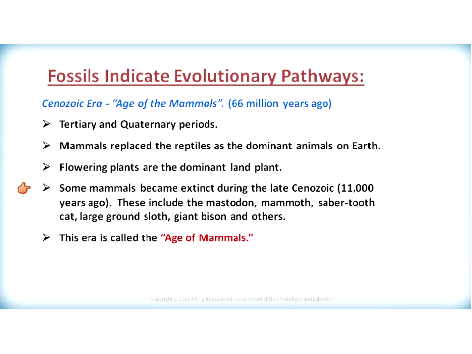Some mammals became extinct during the late Cenozoic, which was approximately 11,000 years ago. These include the mastodon, the mammoth, the saber-toothed cat, large ground sloth, giant bison, amongst other mammals. Because mammals were so abundant during this time, the Cenozoic Era is known as the Age of the Mammals.